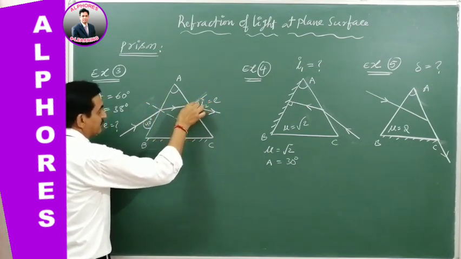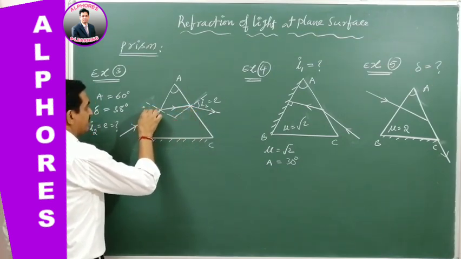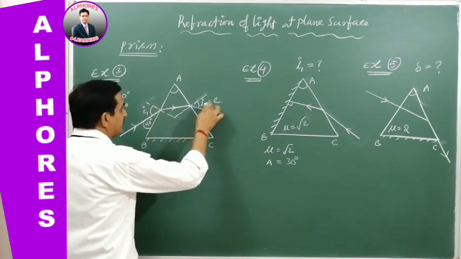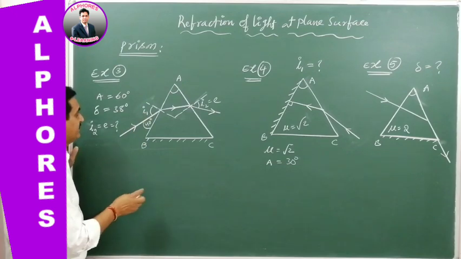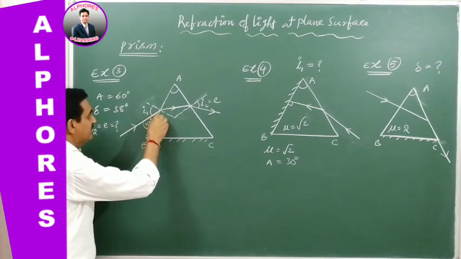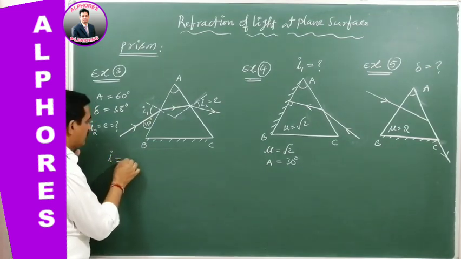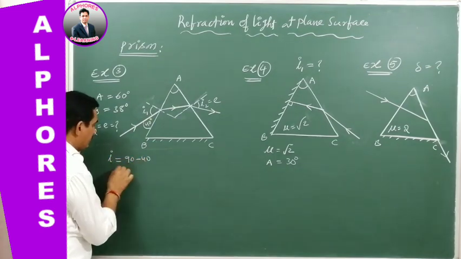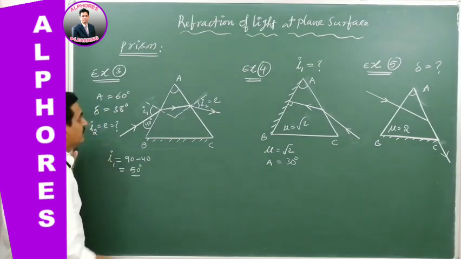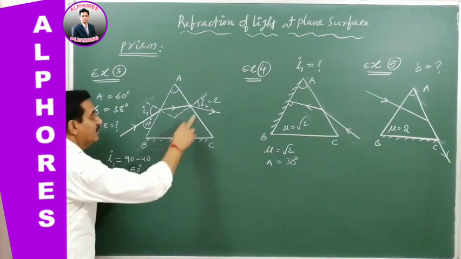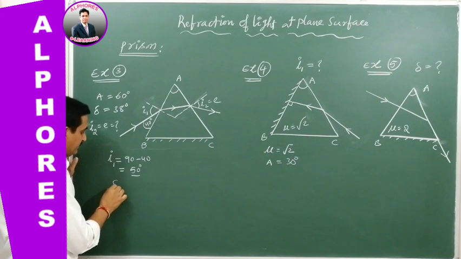Let us consider the normals drawn at the two refracting surfaces. Here it is I1, and this is I2, the angle of emergence. We can estimate that the angle of incidence, total, is 90 degree. From 90 degree, 40 removed off, so I1 is equal to 90 minus 40, which gives 50 degree.